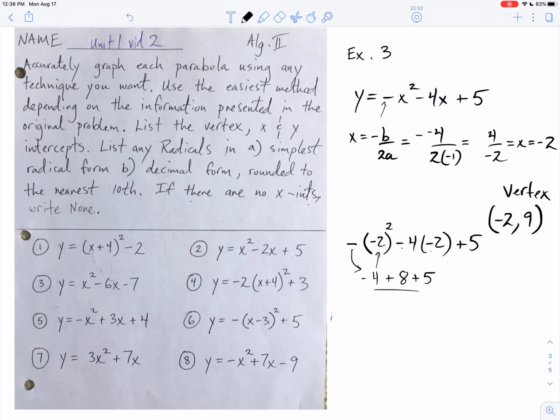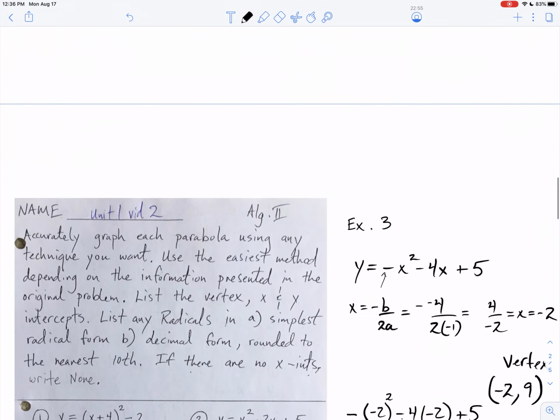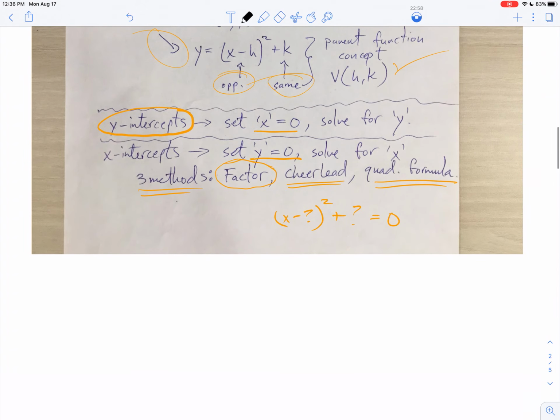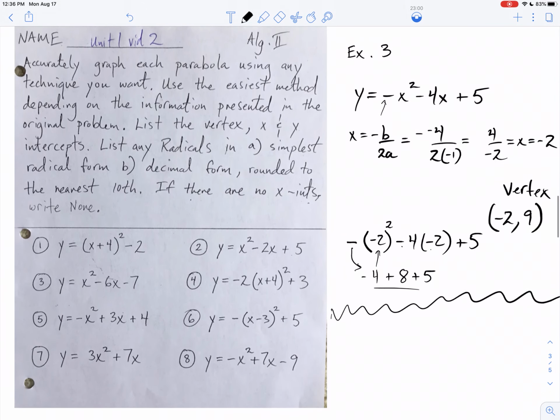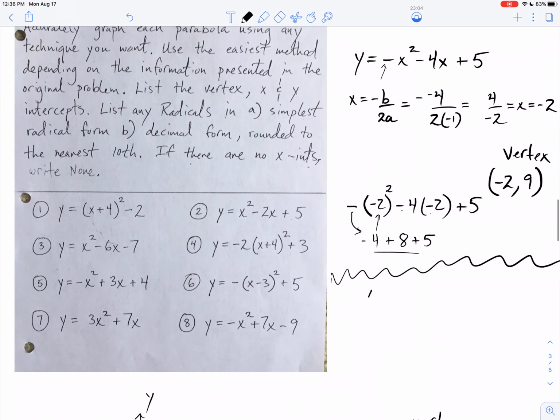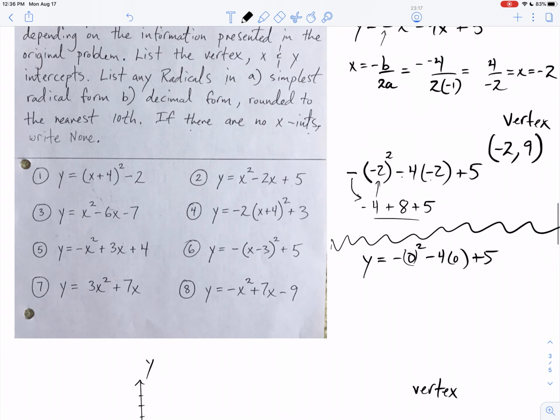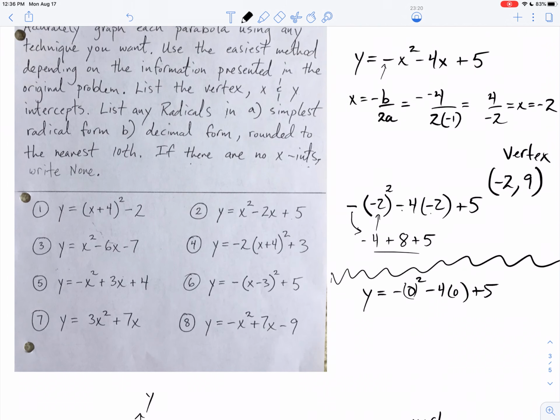If I plug in x equals 0, because remember, to find a y-intercept you plug in x equals 0, easy peasy, because negative nothing squared minus 4 times nothing plus 5 is 5. Do you guys remember that the c value, not the a value, not the b value, but the c value, is the same as the y-intercept? So I have a vertex, I surely do. I have a y-intercept now, I surely do. It is 5, or you could call it 0, 5. I'm okay with either way.